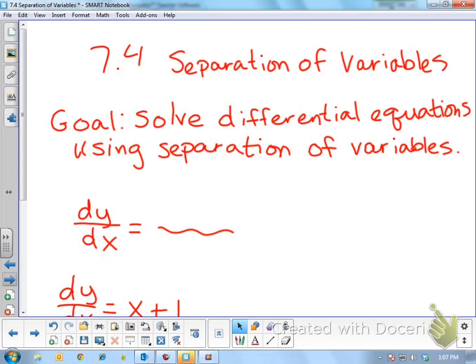Okay, we're going to go to section 7.4, separation of variables. And this is our second way to solve a differential equation.